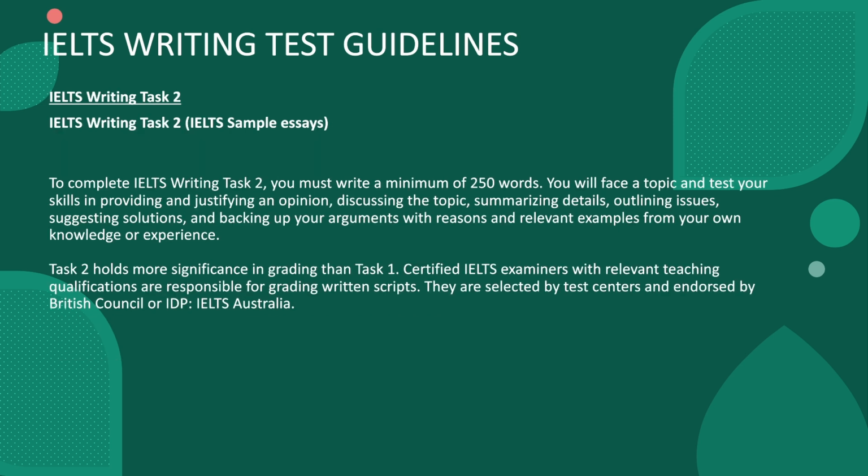And let's talk about writing Task 2. Writing Task 2, as I mentioned, whether it's general or academic, would be an essay. To complete IELTS writing Task 2, you must write a minimum of 250 words. You'll have a topic to test your skills in providing and justifying an opinion, discussing the topic, summarizing the details, outlining issues, suggesting solutions, and backing up with reasons or examples. This is very important: that you back up what you are arguing about with reasons and examples.